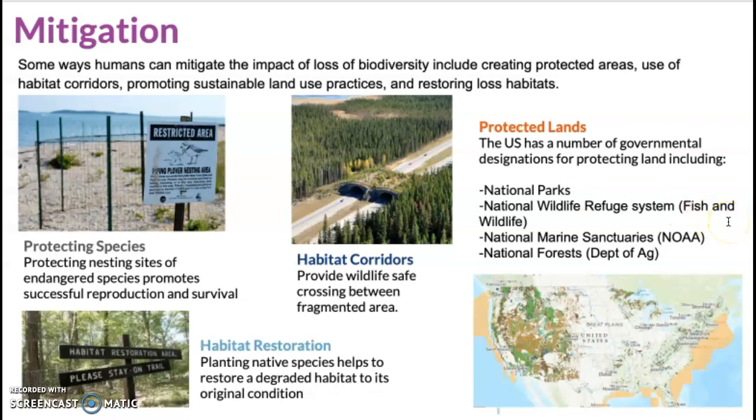We have the National Wildlife Refuge System. This is operated by the Fish and Wildlife Service, and this is protecting wild areas. We have the National Marine Sanctuaries. This is operated by NOAA, the National Oceanic and Atmospheric Administration, I think. And then the last is the National Forest. This is from the Department of Agriculture. And in the National Forest, there is logging that happens. So this is not the most protected, but it does preserve the forest, and there are more regulations in place.